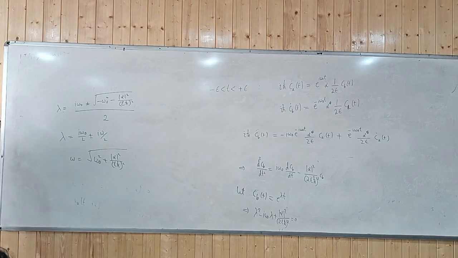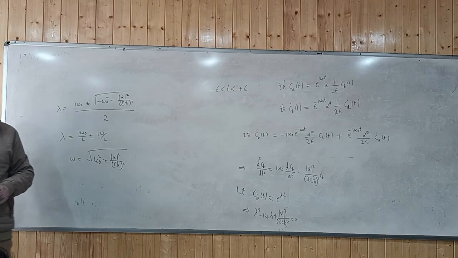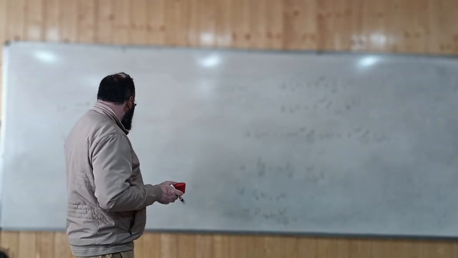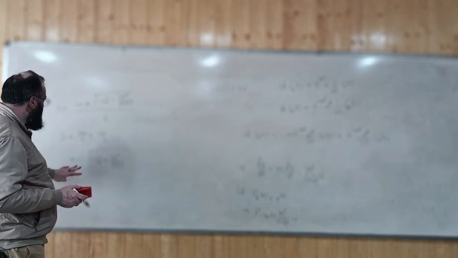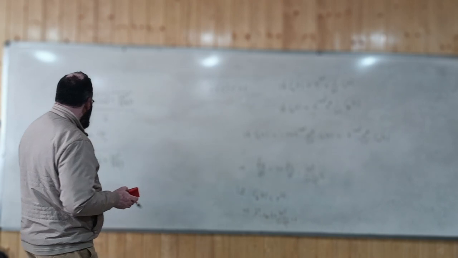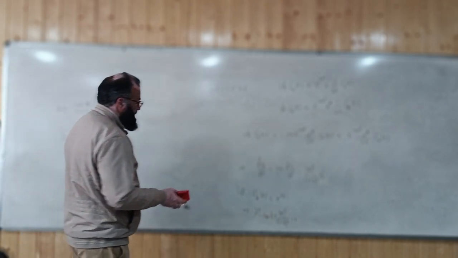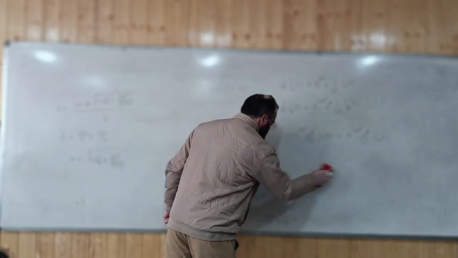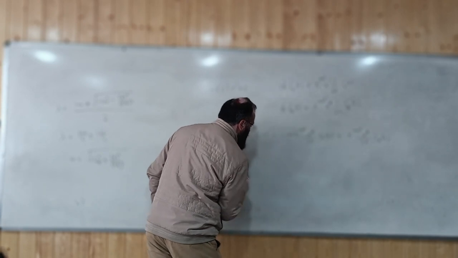Now let's calculate our CB. What is the solution? Since I am having two roots, what will be the solution? Now tell me, anybody? How will I write the solution?